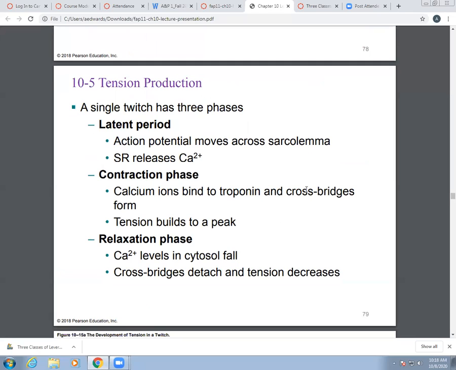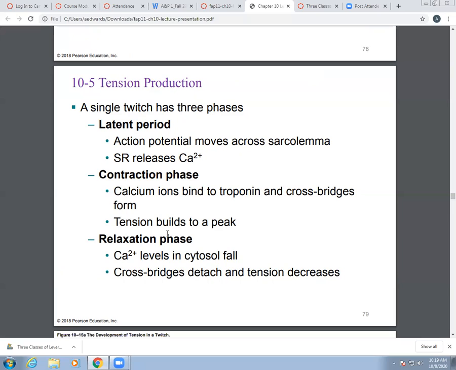So what are the phases of a twitch? A twitch has a latent period where that action potential is moving across the cell membrane, the sarcolemma, and the sarcoplasmic reticulum is releasing its calcium ions. Okay, then after some point, you get contraction, when those calcium ions bind to that troponin and the cross bridges form. Okay, hopefully that's reinforcing what we talked about before.